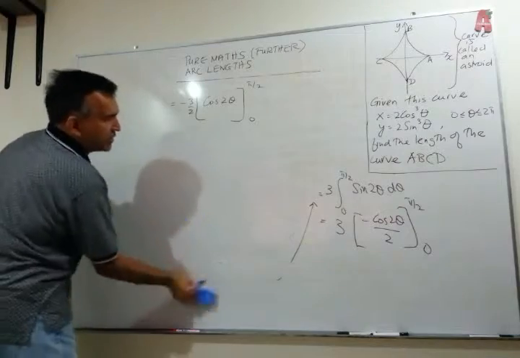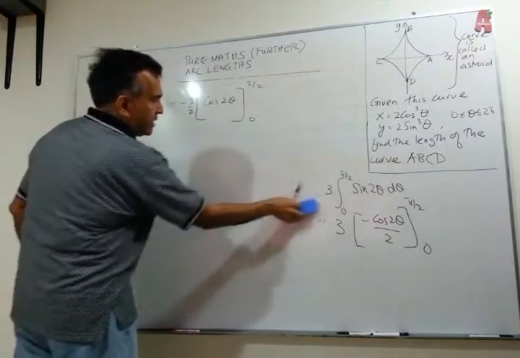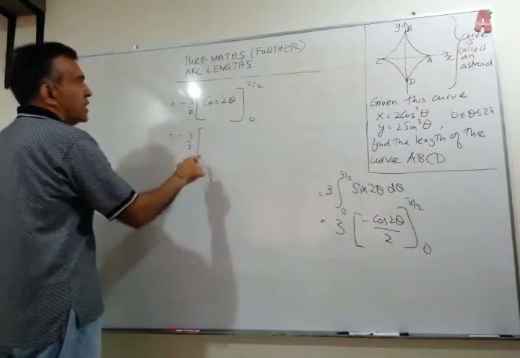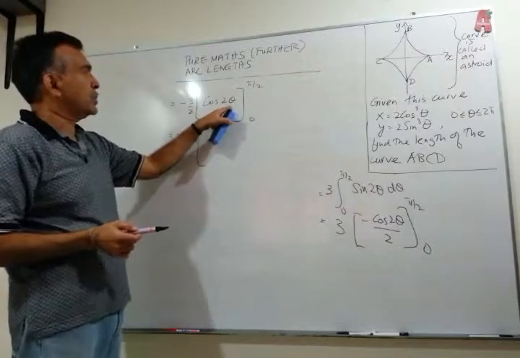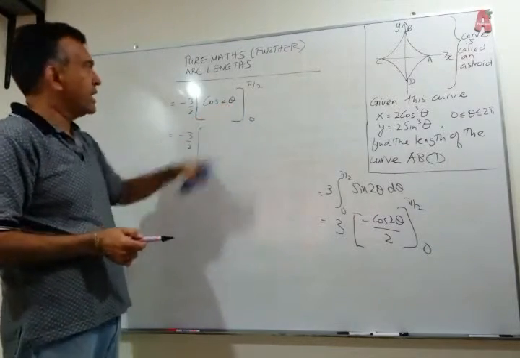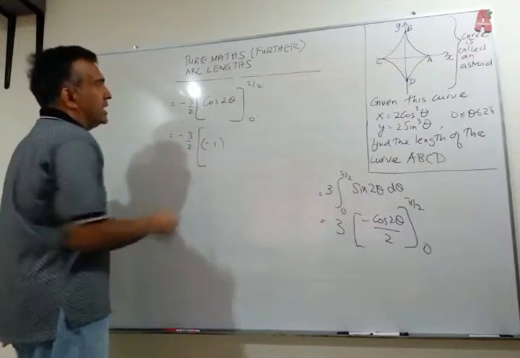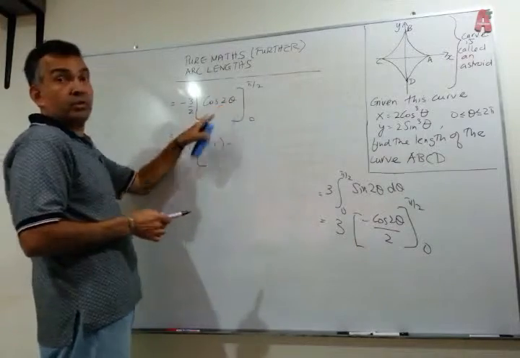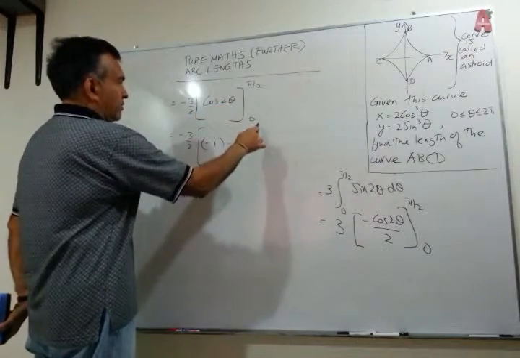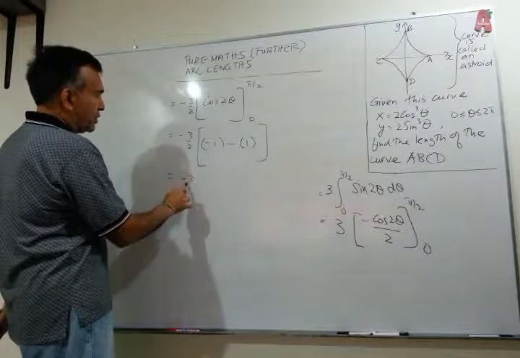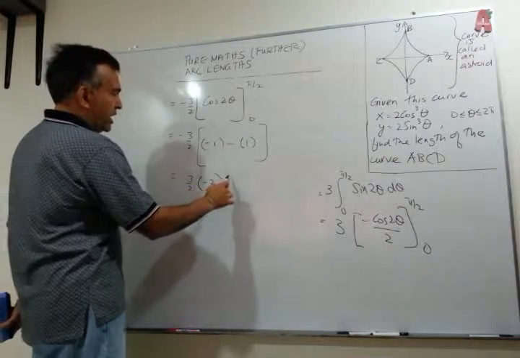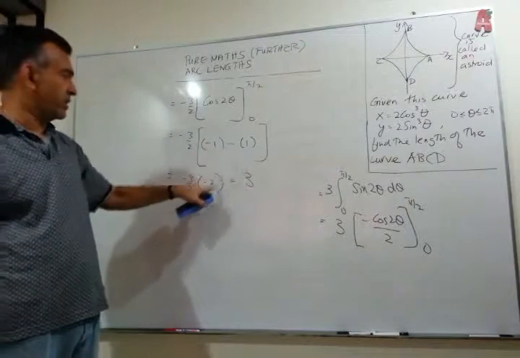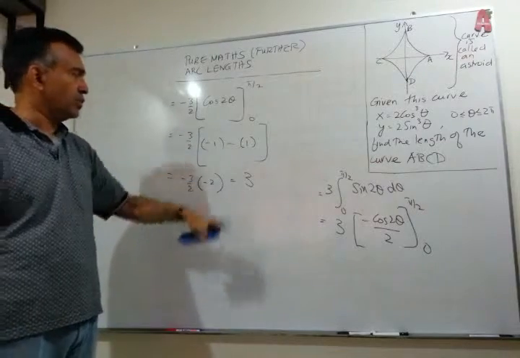Okay, good. So now I have negative 3 over 2. Plug in pi over 2. 2 times pi over 2 will be pi. Cos of pi will be negative 1, minus, plug in 0. Cos of 0 is what? 1. Good. So I'm left with negative 3 over 2 and negative 1 minus 1, which is negative 2. Negative 2 times negative 3 over 2, we have 3.